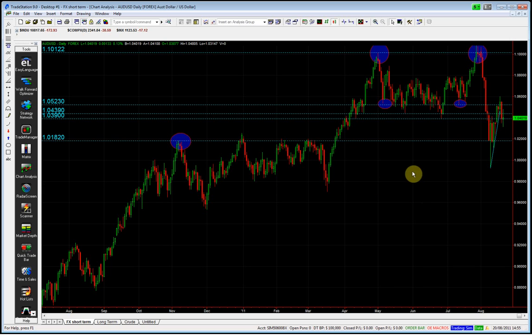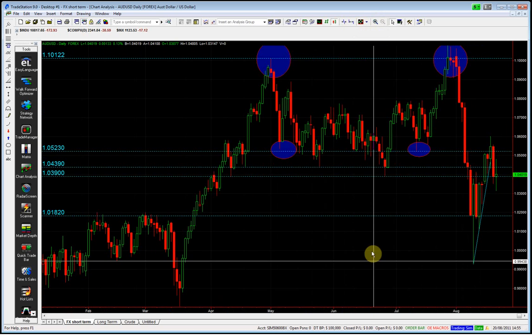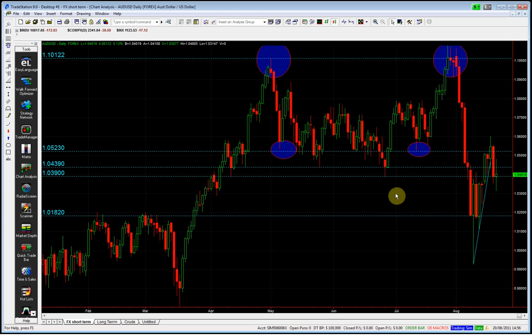So we want to be aware of that, and that goes some way to explaining why this is maybe a little bit more volatile than something like the Aussie Swiss.